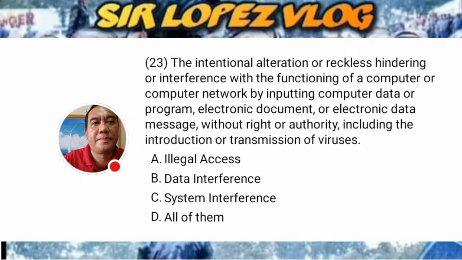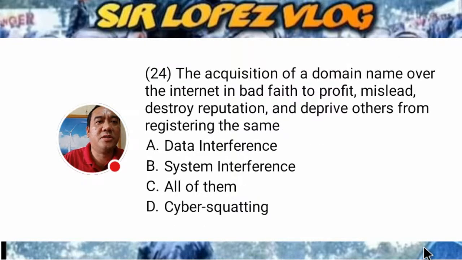24. The acquisition of a domain name over the internet in bad faith to profit, mislead, destroy reputation, and deprive others from registering the same. A. Data interference. B. System interference. Letter C. All of them. Or letter D. Cybersquatting.